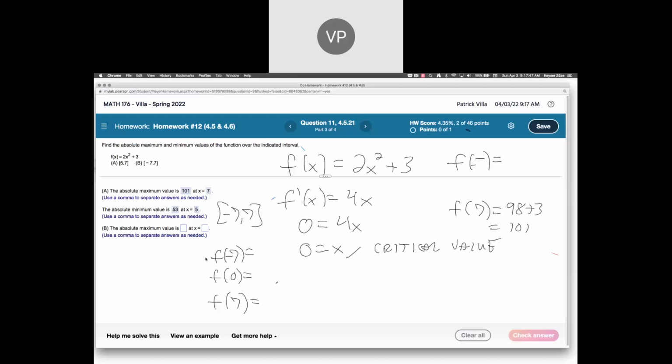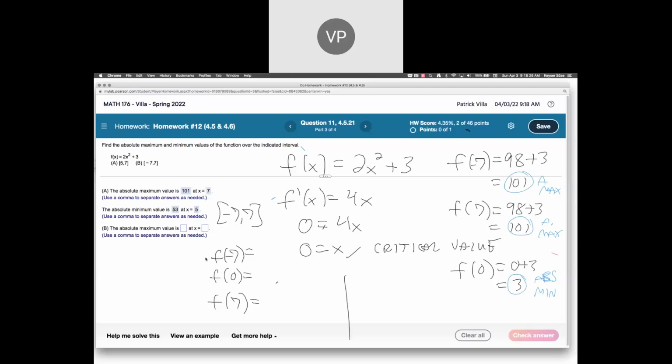And you'll notice this isn't going to be too bad. -7, I'm still squaring it. I'm still getting 49 times 2, which is 98 plus 3. I'm still getting a 101. Okay, that's an interesting idea. We'll see what happens in a second. When I plug in 0, I get a 0 plus 3, I get a 3. So what that tells me, my conclusion is, this is an absolute max, but also this one is an absolute max. And this one is an absolute minimum. We're only looking at the y values to tell us the answers.